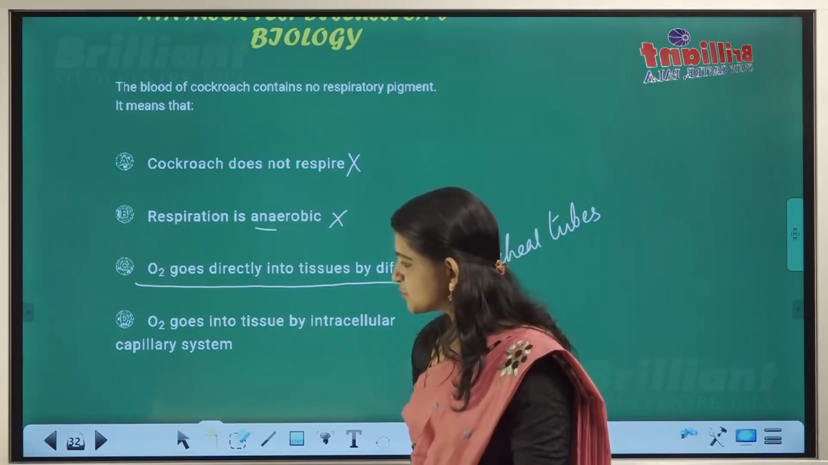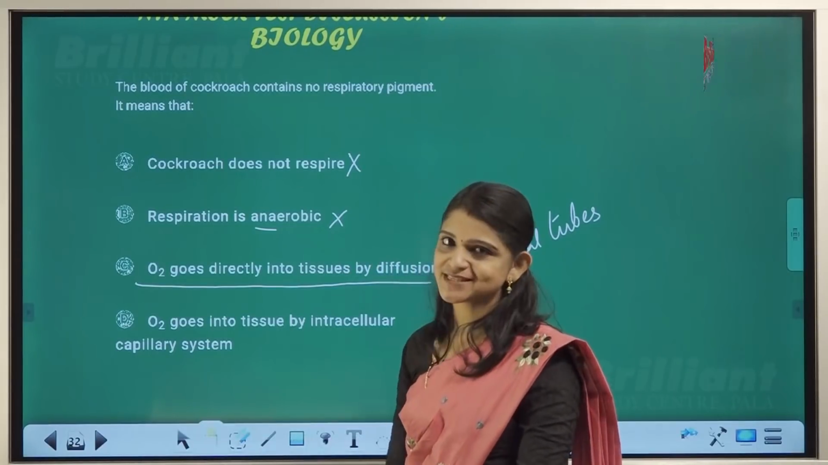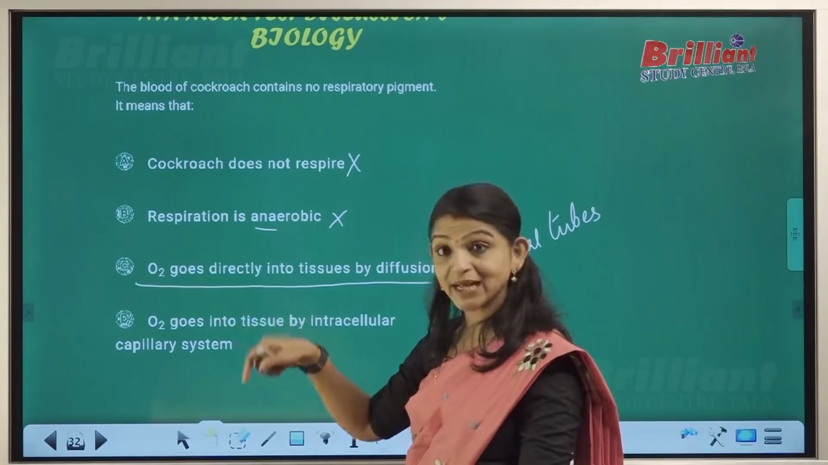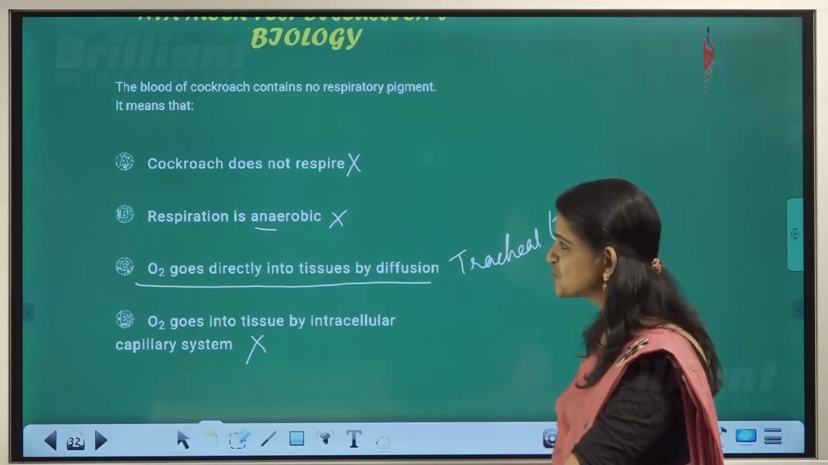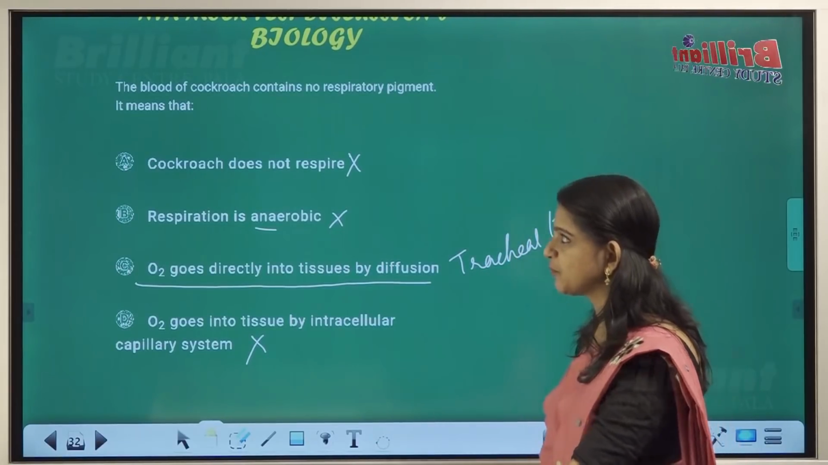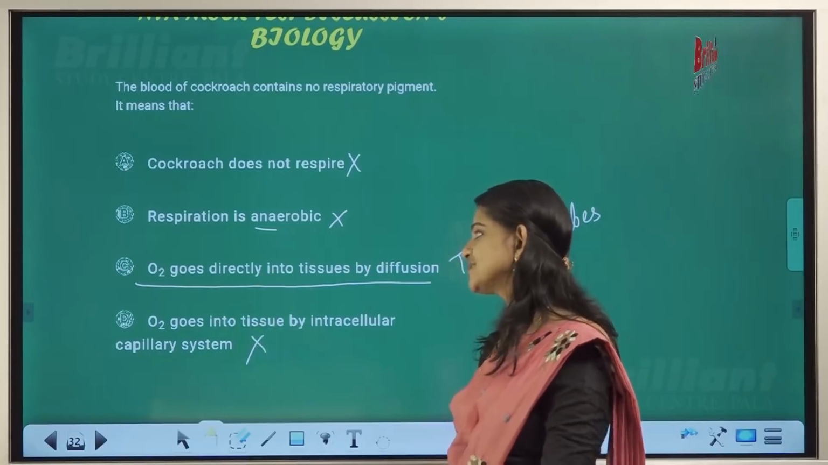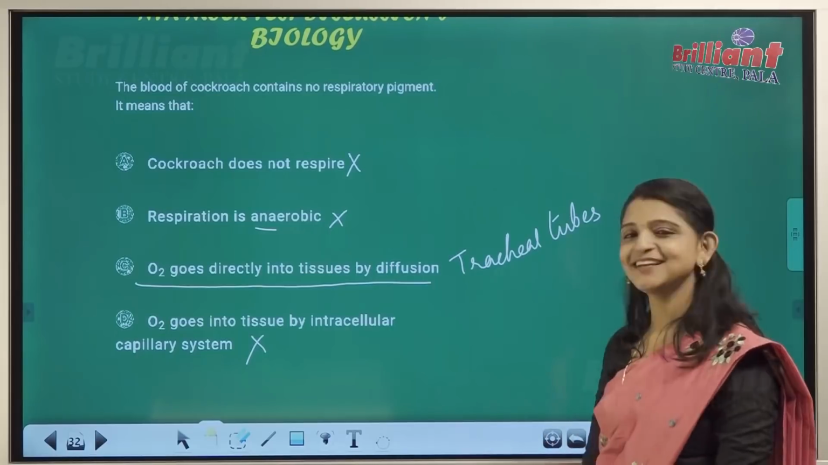Anyway, let us look into the next one too. O2 goes into tissue by intracellular capillary system. There is no such capillary system to deliver oxygen. So this is also not correct. So from the answer choices, your answer is: the blood of cockroach contains no respiratory pigment, which means that oxygen goes directly into the tissues by diffusion through tracheal tubes.